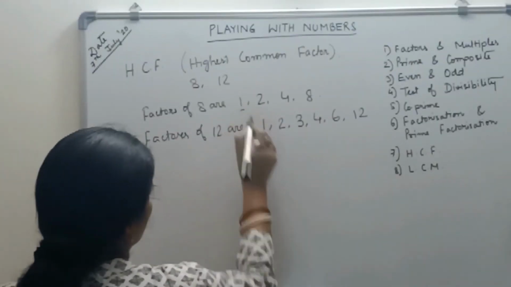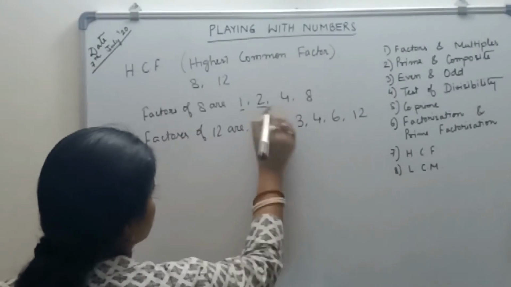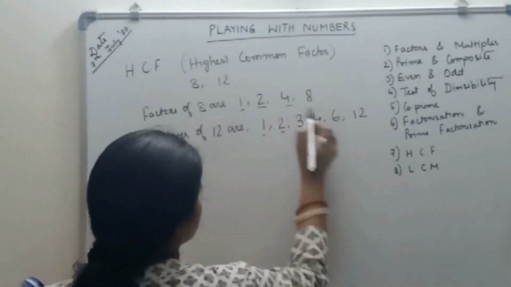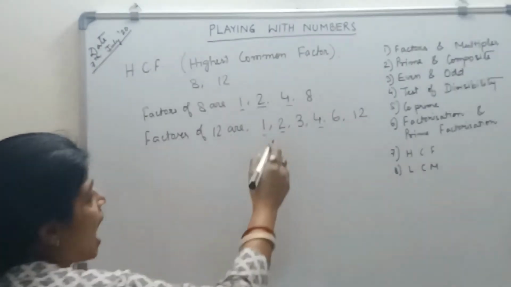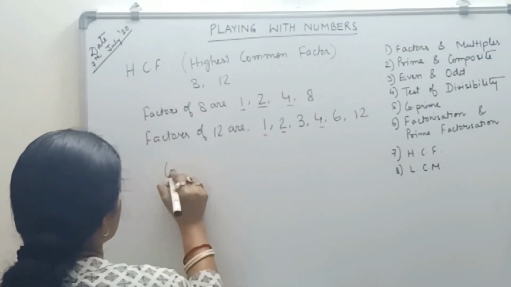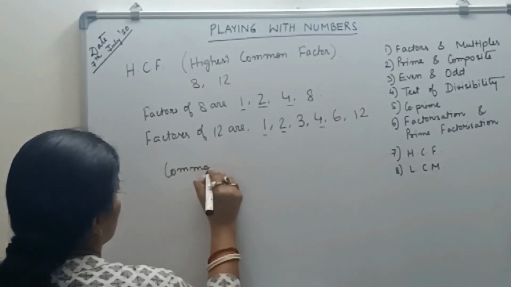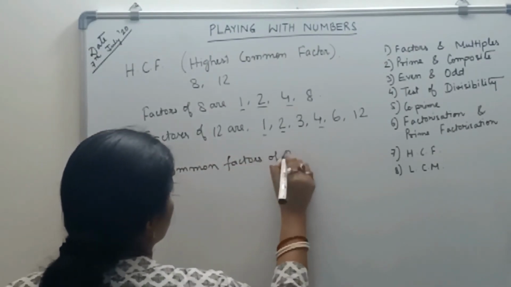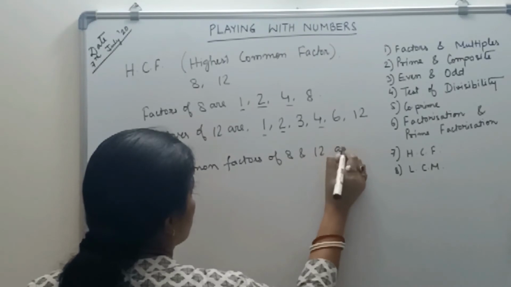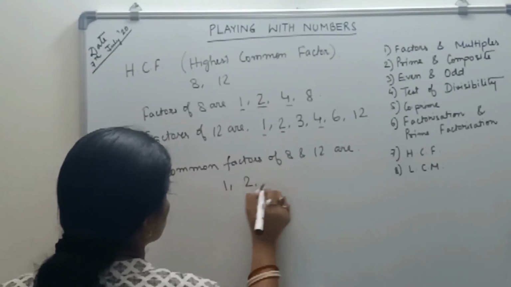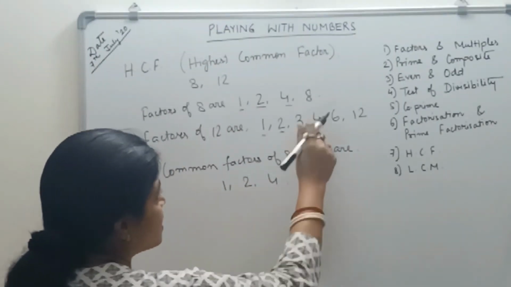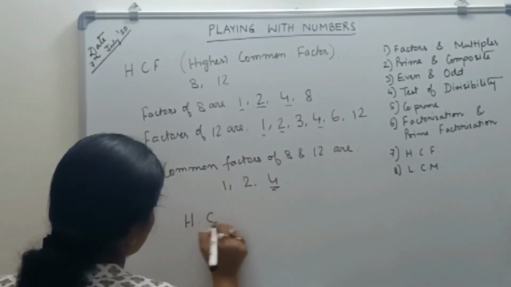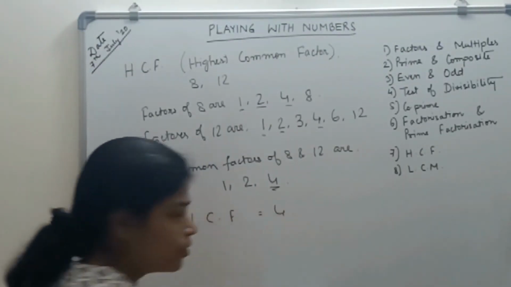See, 1 is the common factor in both cases. Here 2 is the common factor also. 4 is the common factor. So which is the highest common factor? So common factors of 8 and 12 are 1, 2 and 4. Now which one is the highest? 4 is the highest. So HCF will be 4.